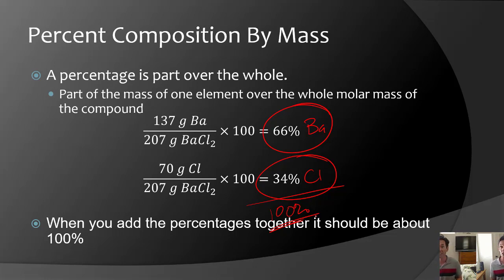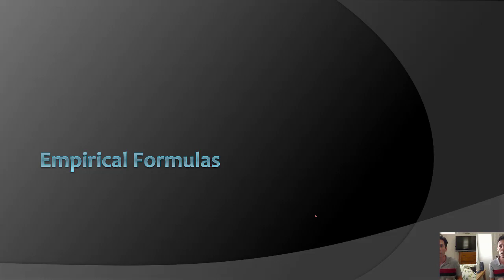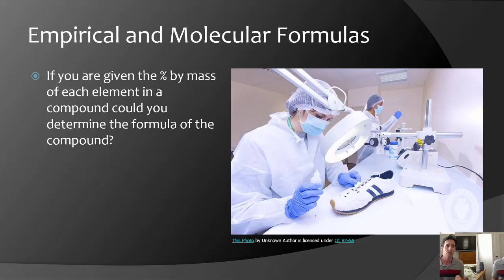Another thing we can do is work this in the opposite direction. Given the percentages, we can determine the empirical formula. The empirical formula is what is referred to as the lowest whole mole ratio of a compound. It's usually reserved for ionic compounds, but you can also do this for molecular compounds as well. So the question is, if you are given the percent by mass of each element in a compound, could you determine the formula of the compound? And the answer is yes.